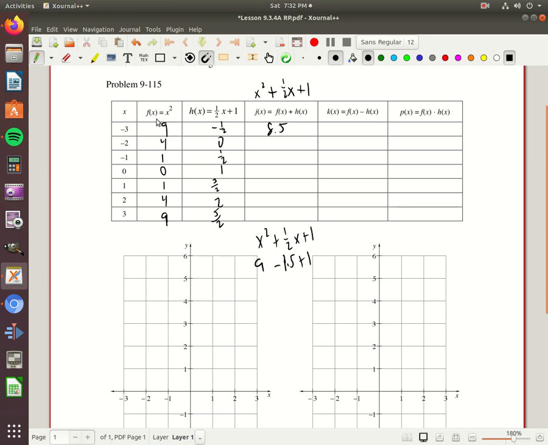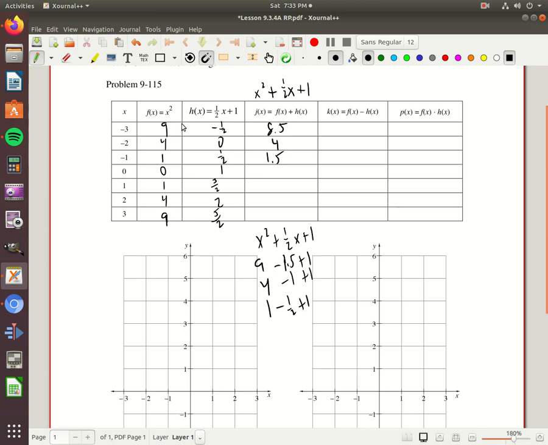And what happens if I plug in negative 2? I get 4, right? Minus 1 plus 1. So I just get 4. And what happens if I plug in negative 1? Well, I get negative 1 squared is 1. Minus 1/2 plus 1. So minus 1/2 plus 1. That's going to give me 1½. This one I probably should have put like minus 1 plus 1 just to finish that off.